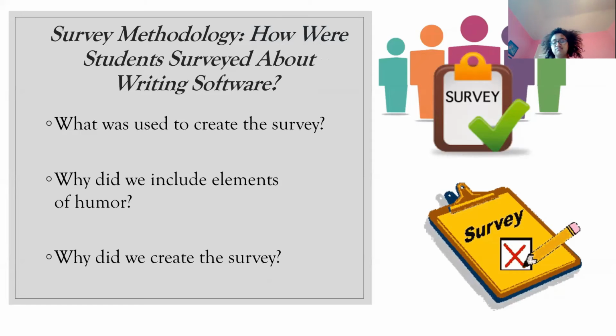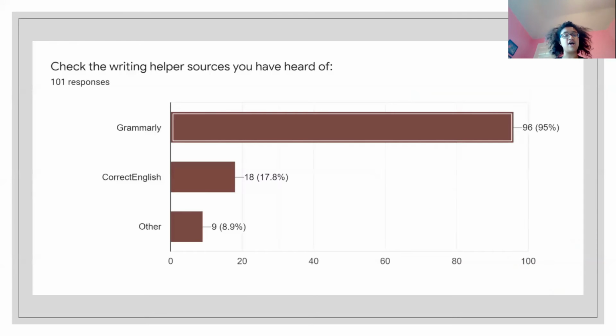Our first question asked was, check the writing helper sources you have heard of. As we can see in this diagram, approximately 95% of students selected Grammarly, whereas only 17.8% of students have heard of Correct English.